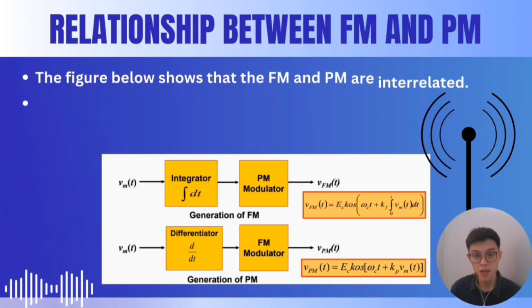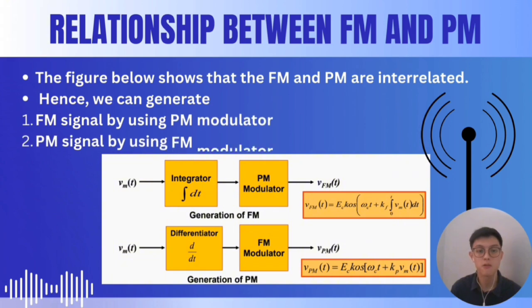Next I'll talk about the relationship between frequency modulation and phase modulation. The figure below shows that FM and PM are actually interrelated, which means we can generate the FM signal by using a PM modulator and generate the PM signal by using an FM modulator.